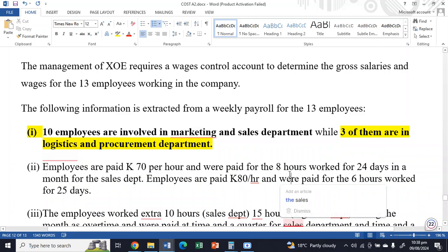Okay. So think of the wages control account like a liability account, right? Once you figure out how much you owe your workers, until the workers are paid, that's a liability to you. So as we do the calculations, we're also going to be doing the journal entries.